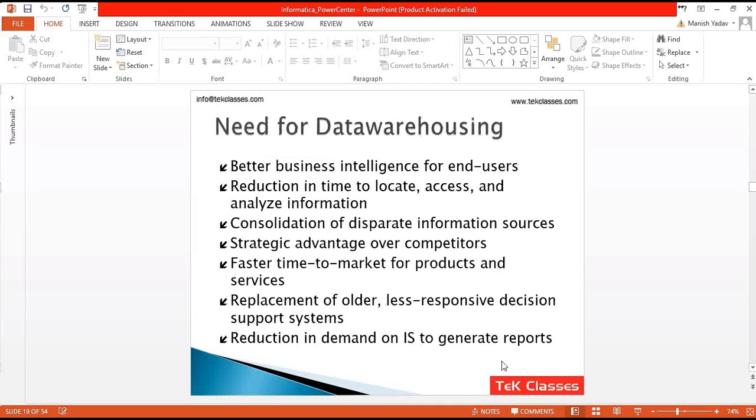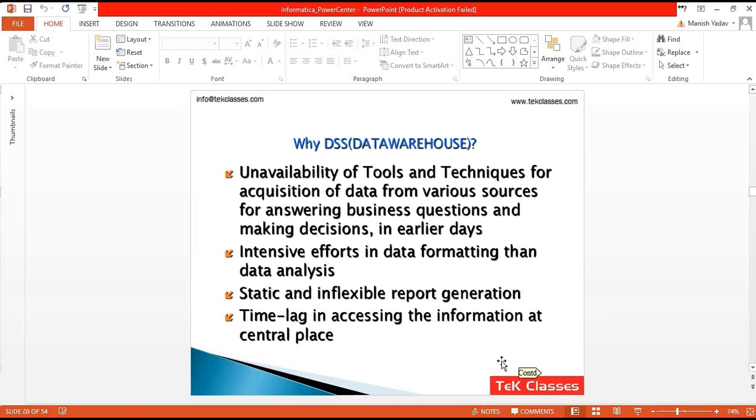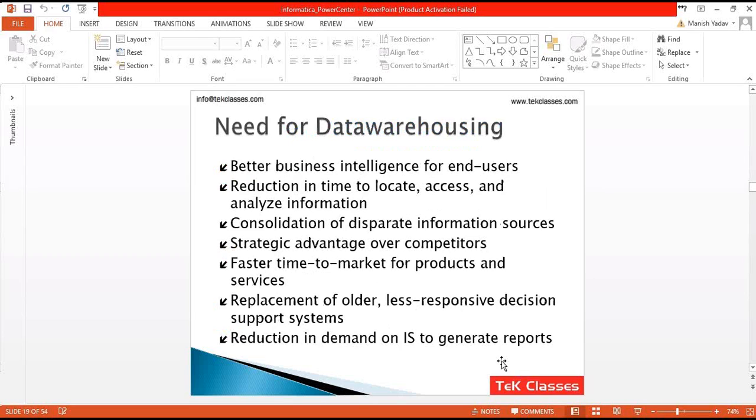So again, some typical theory points. What is the need for data warehousing? Just try to recollect your understanding when someone talks about it to you, and put it in English in your own points. Simple. Obviously this is for better business intelligence, BI, for end users. Reduction in time to locate, access, and analyze information. You don't have to run to different departments to get the information once you want it collectively. You can simply pull your report from the data warehouse, which has the data from all the subject areas. Consolidation of disparate information systems.